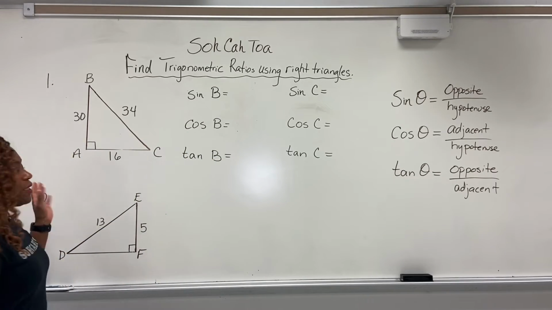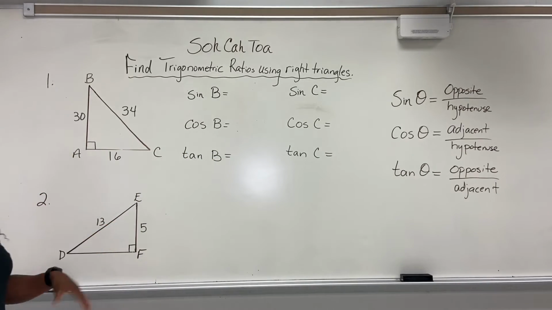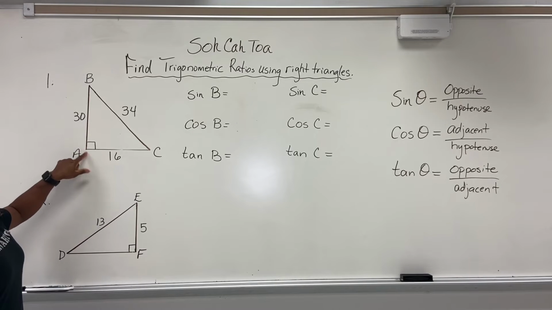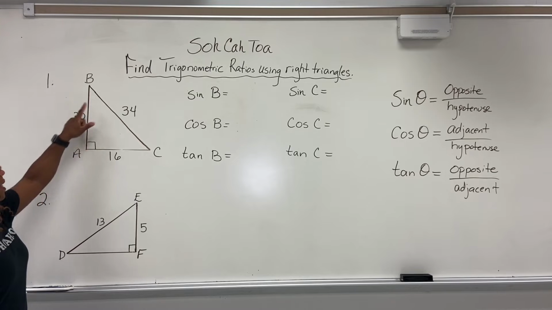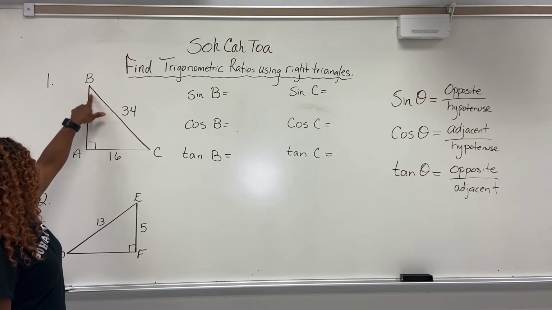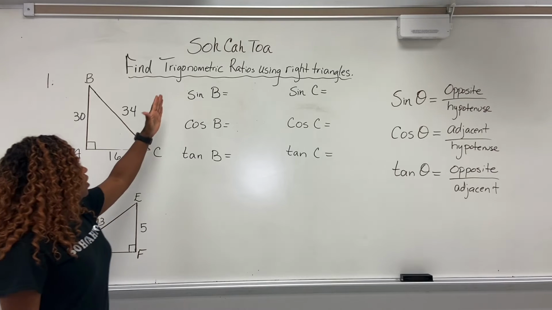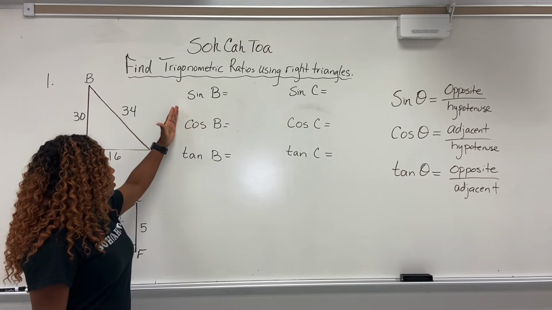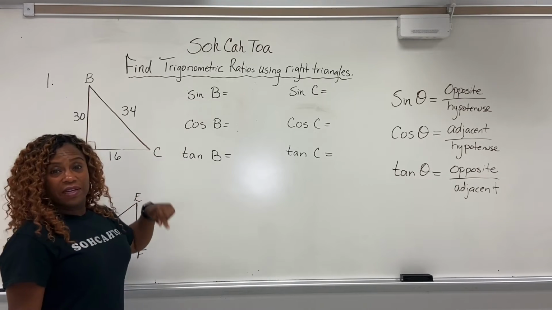Notice that we have a right triangle. How do I know we've got a right triangle? Because we have this right or 90-degree angle A right here. So that makes this a right triangle. Now we have 2 acute angles also, angle B and angle C. For this problem, we're going to find the sine, cosine, and tangent of angle B.